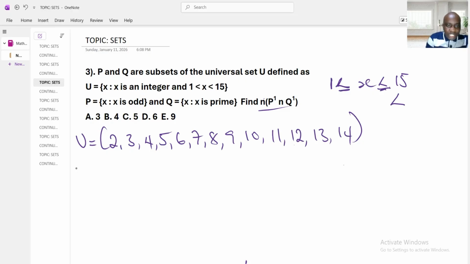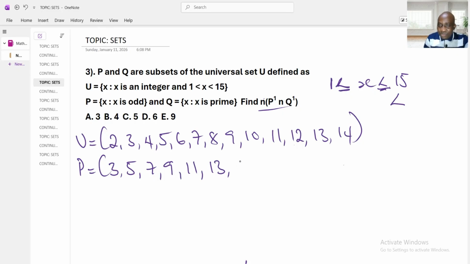Now, what is our interpretation for set P? Set P is odd number. The odd number is the number that can never be divided by 2, starting from 3, 5, 7, 9. 9 can never be divided by 2, except by itself or 3. Any number that can never be divided by 2 is an odd number. 11, 13, 14. 14 can be divided by 2. It is not an odd number.